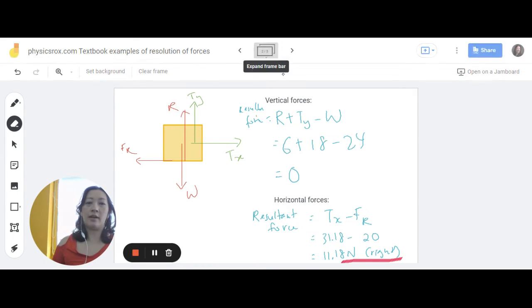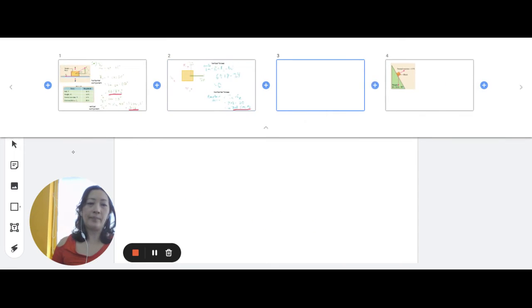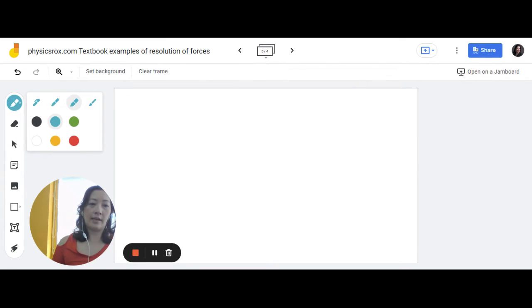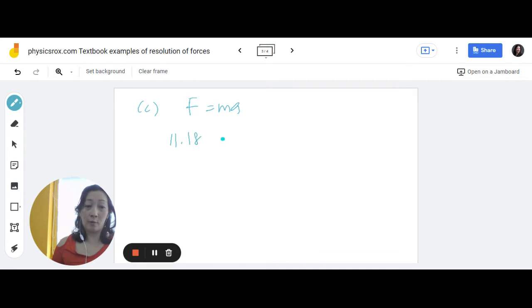acceleration. Let me create one more slide. To calculate acceleration, we use F equals ma. F is the resultant force which we had already calculated as 11.18. The mass is given as 2.4 in the textbook. To count a, you just do 11.18 divided by 2.4. That gives you 4.66 meters per second squared. And that's how we get the answer.